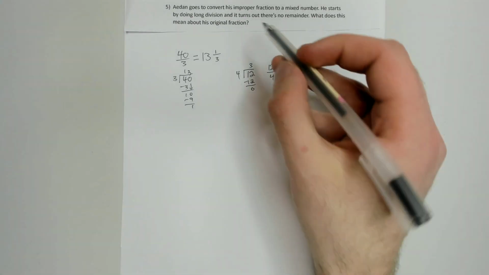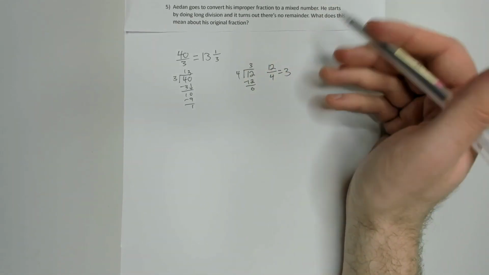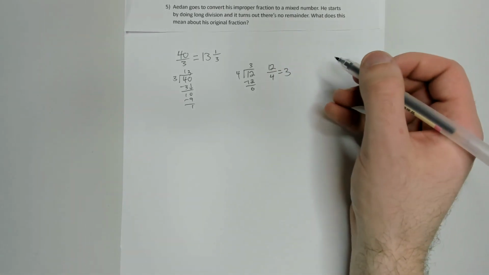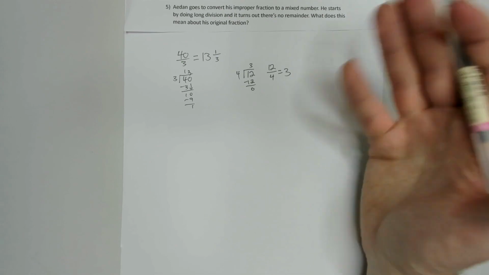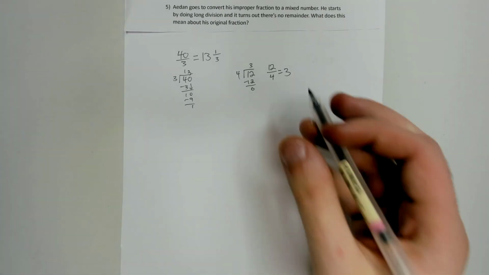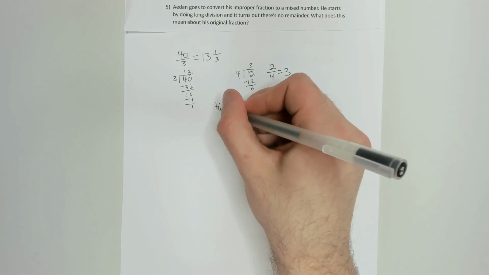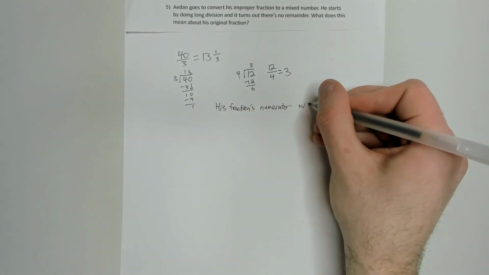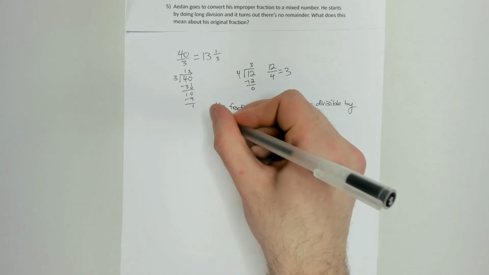We can basically say that his original fraction's numerator was divisible by his denominator, right? 12 is divisible by 4. That's why we don't get a remainder when we divide it. That was the whole point of divisibility, right? We don't get a remainder, we don't get a decimal when we divide them. So we can say then his fraction's numerator was divisible by the denominator.